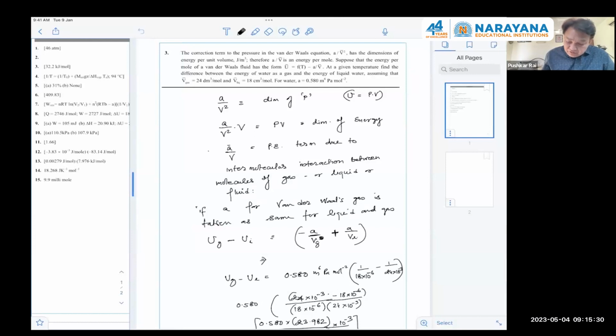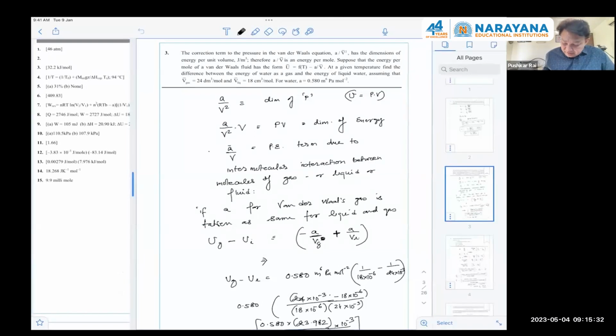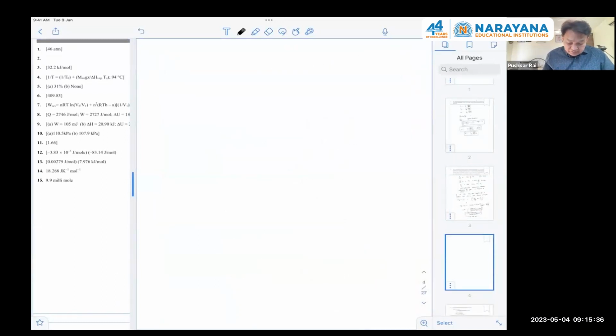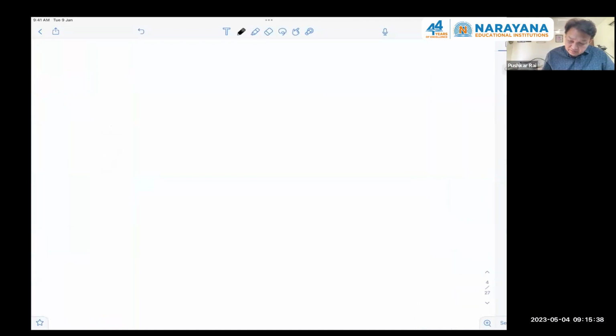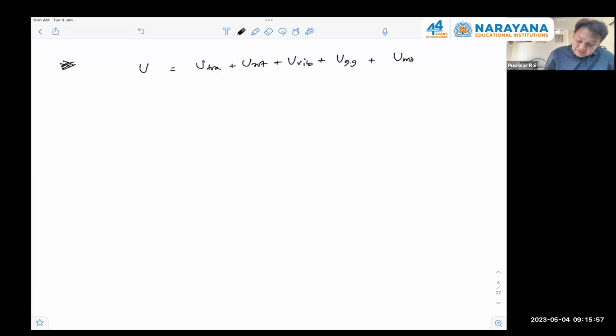The idea of this question was that we very well know what enthalpy is. If you ask what is the difference between enthalpy and internal energy, then we know from thermodynamics why I have taken this question. We know that U is equal to U translational plus U rotational plus U vibrational plus U intermolecular interaction plus U miscellaneous. And this U miscellaneous is a constant term.